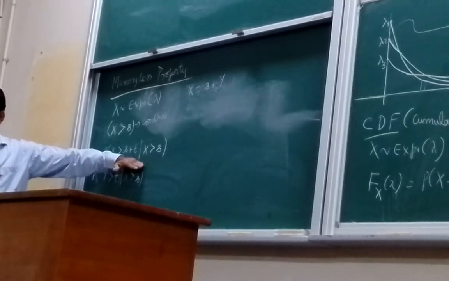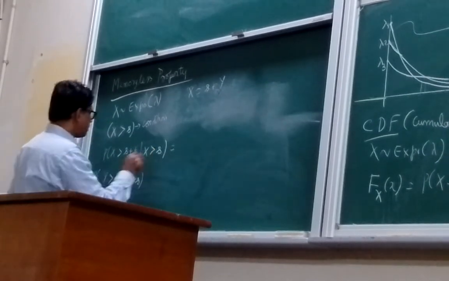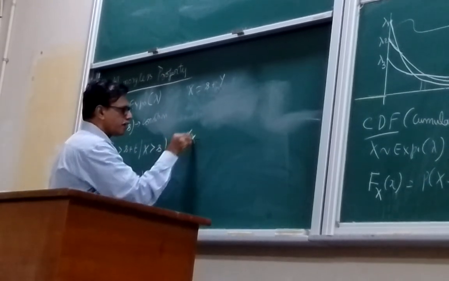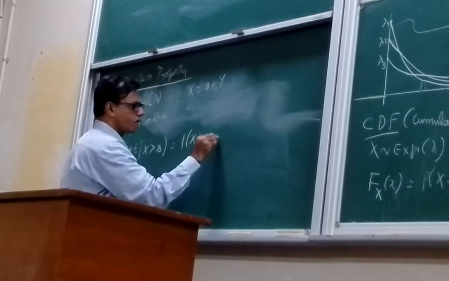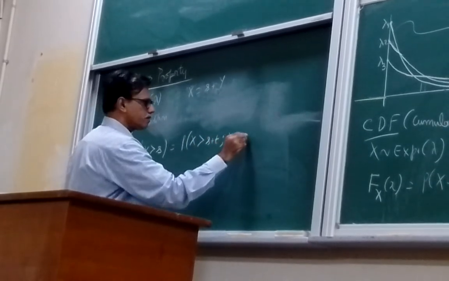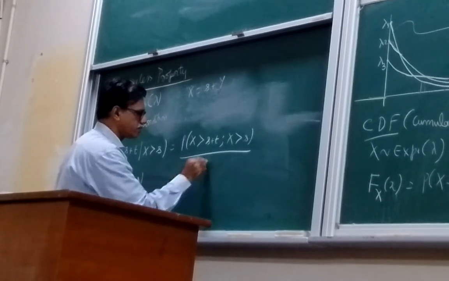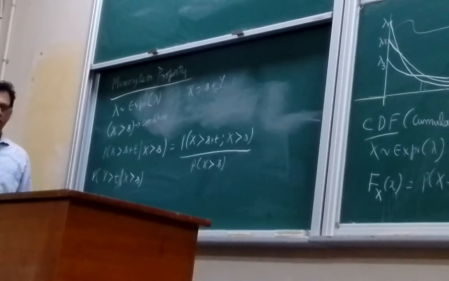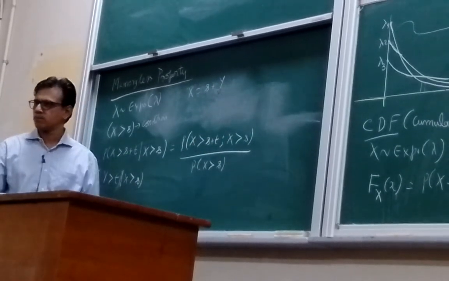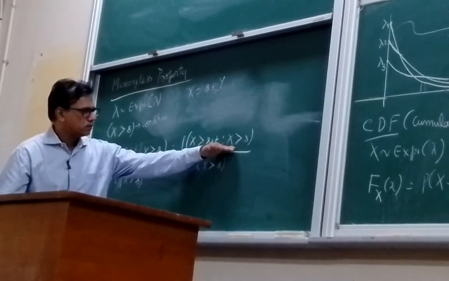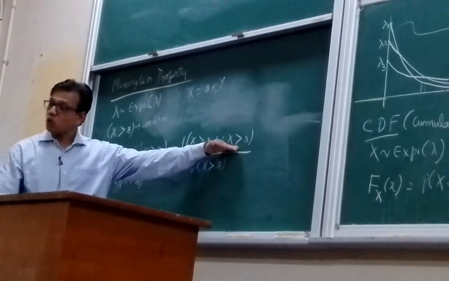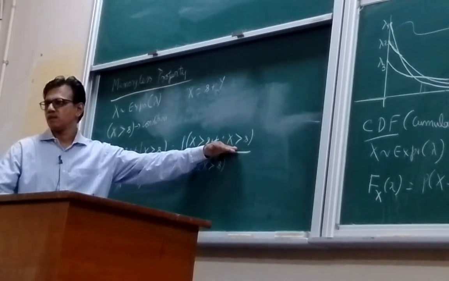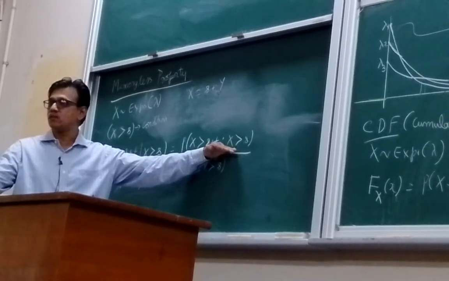Well, how do we find this? That is the same thing as the probability of A given B. The same thing you have to use. Probability that X is greater than s plus t and X is greater than s, divided by the probability that X is greater than s. This is what we have to do. Now these probabilities are something you want to find out. Now look at this one. There are two statements here. Both have to be satisfied. But one is a stronger statement. If that statement is obeyed, the other one is automatically obeyed.